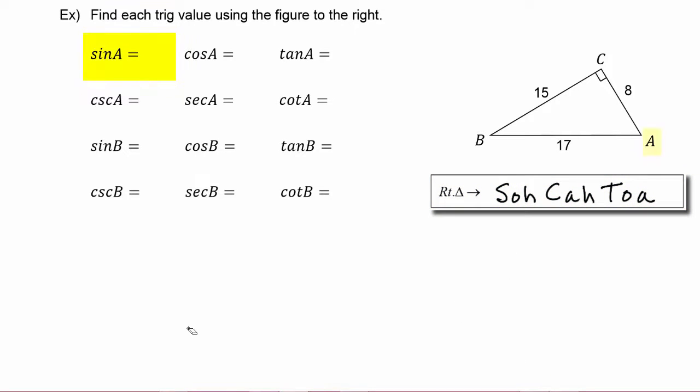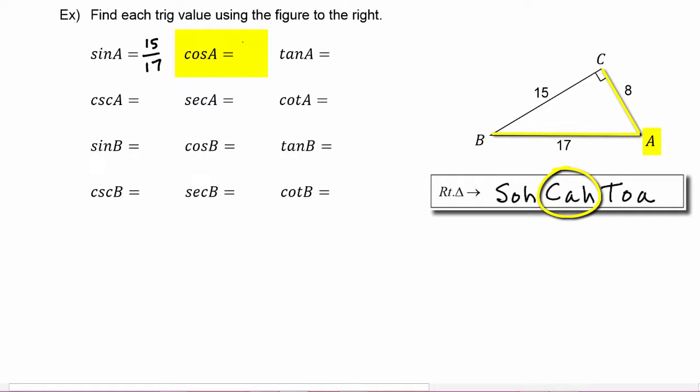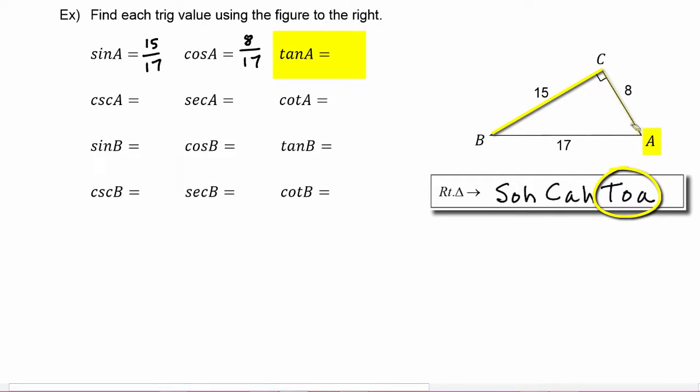For sine of angle A, we know we're using opposite over hypotenuse, so that's going to be 15 over 17. Cosine of angle A uses the adjacent leg over the hypotenuse, so that's 8 over 17. And tangent of angle A uses opposite leg over adjacent leg, so that's 15 over 8.